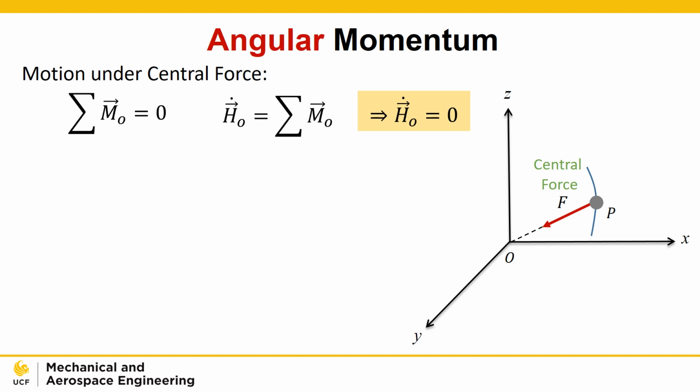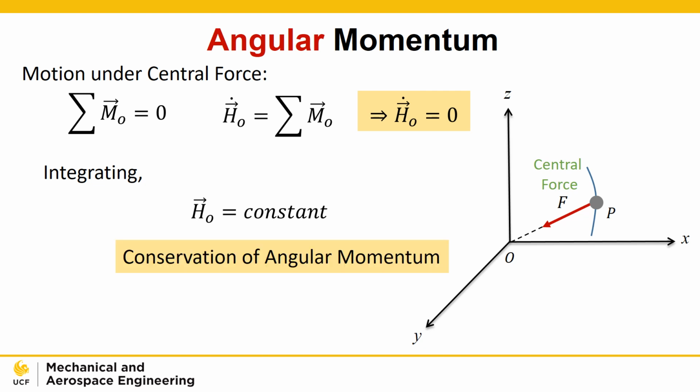Integrating this equation, we get HO is equal to constant, which implies that the angular momentum of a particle moving under a central force is constant in both magnitude and direction. This is also called the principle of conservation of angular momentum.